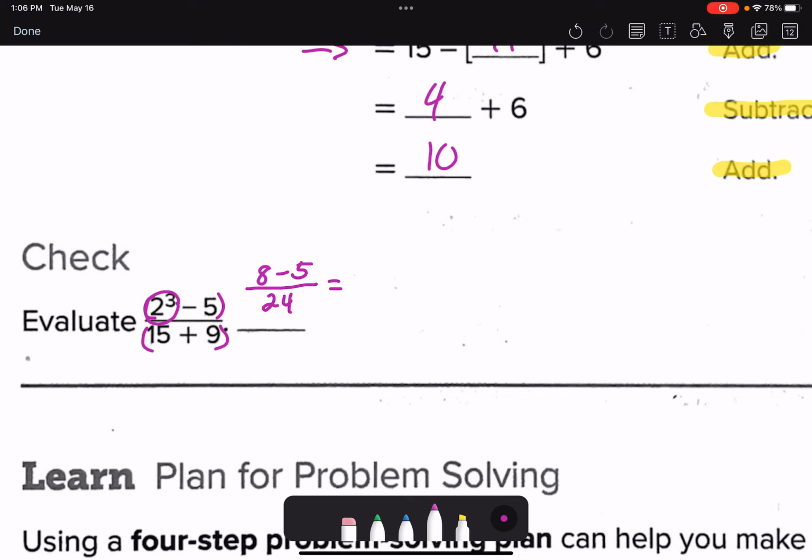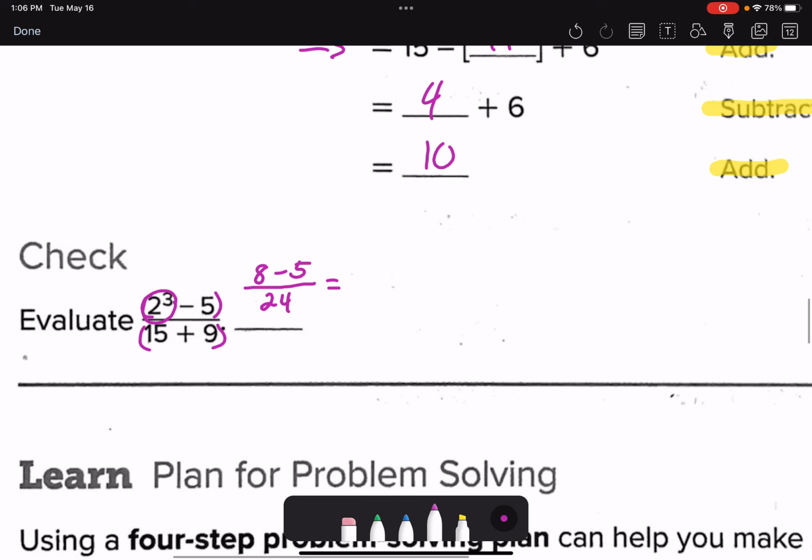And then you proceed because I still have a math operation in my numerator. I can't do anything yet. I can't do 8 divided by 24 or anything like that. I have to continue until there's only a single number at both the top and the bottom. 8 minus 5 is 3. And I didn't do anything to the 24, so I keep going.